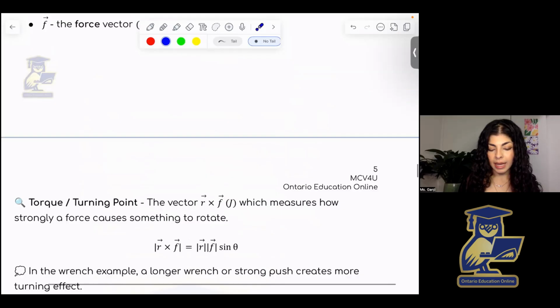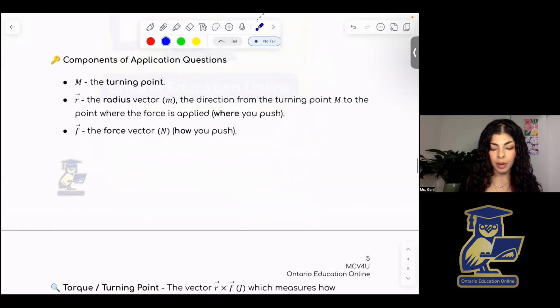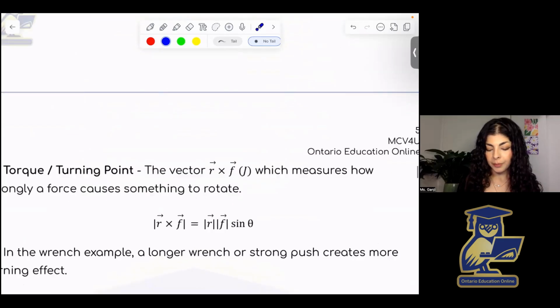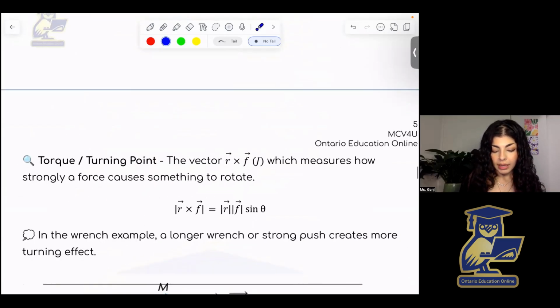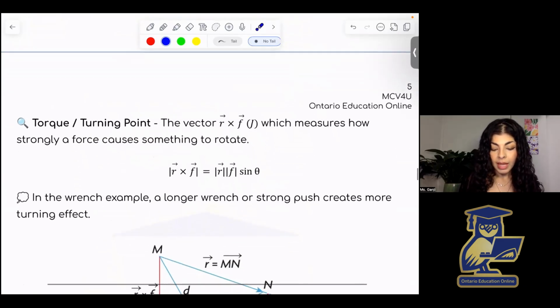And remember, this is same as when we saw the dot product. We have M and the force, or sorry, the units M and N. So the product of these two is joules. And this measures how strongly a force causes something to rotate. And its magnitude is given by, now we're using the definition of cross product here, magnitude of vector r times magnitude of the force vector times sine of theta, which is the angle between these two vectors.